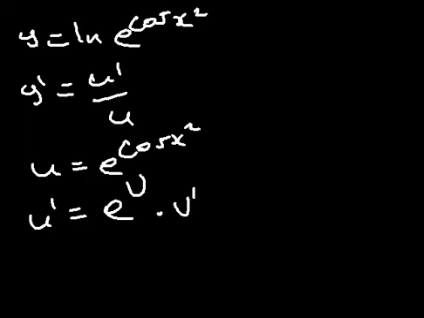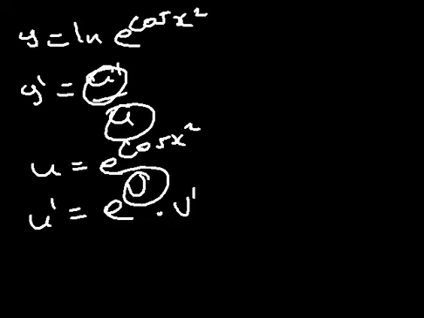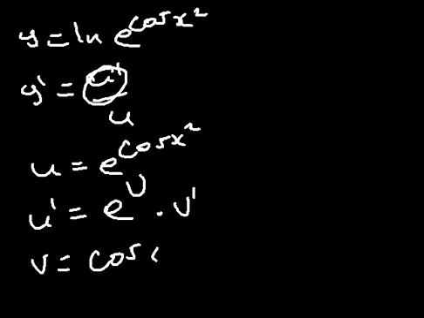It will be okay because here we have u prime as well as the u. If we say this is the u as well, we'll bring about confusion. So have that understood. So what is the v? We have it as cos x squared. Now what is the v prime?